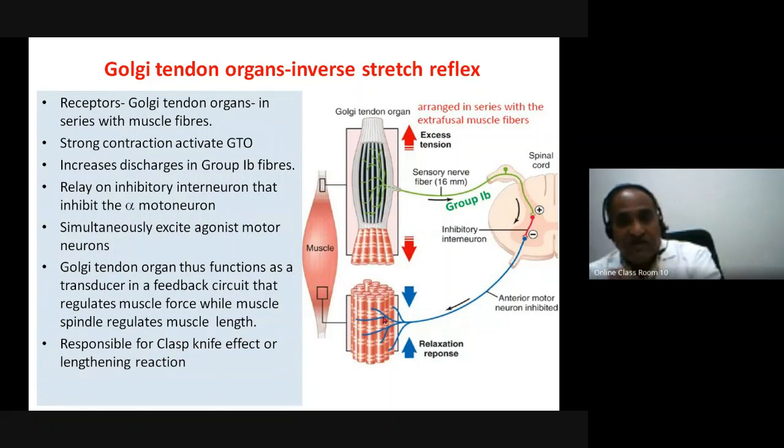Okay, so this is the only thing. Suppose you are doing this in a very slow manner, you may not observe the clasp knife effect. If you try to do it briskly, the clasp knife or lengthening reaction becomes very clear. I will describe this in detail when I talk about spasticity. And this is the basis for spasticity.